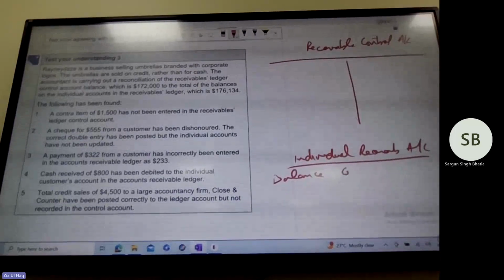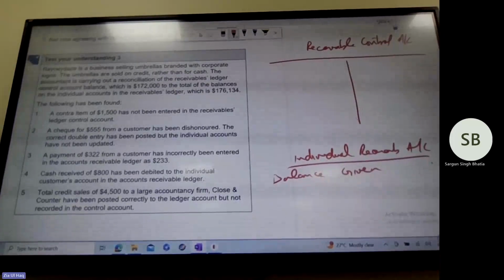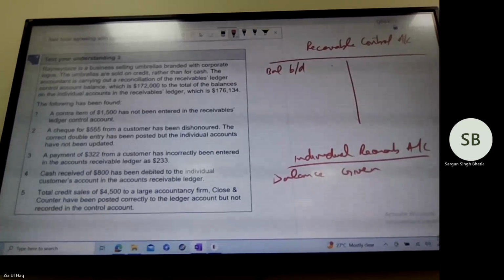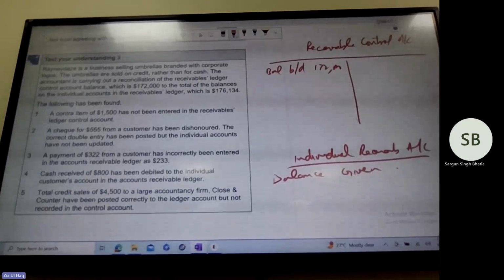Balance given in the question. So Wendy's is a business selling umbrellas branded with corporate logos. The umbrellas are sold on credit rather than for cash. The accountant is carrying out a reconciliation of the receivable ledger control account balance, which is 172,000, to the total of balances on the individual accounts in the receivable ledger, which is 176,134. So 172,000 is the control account balance brought down, and the balance given for the individual accounts is 176,134.